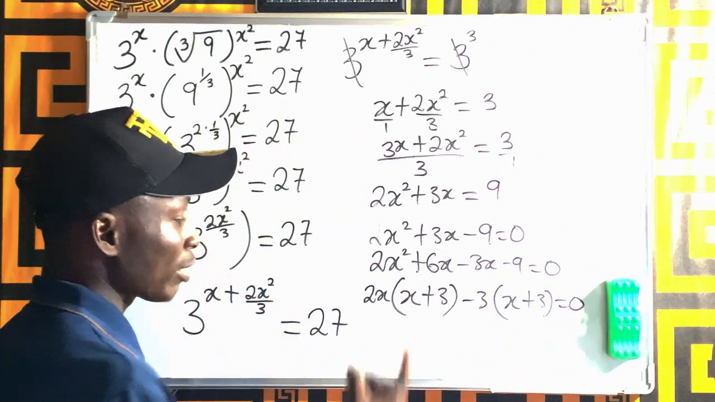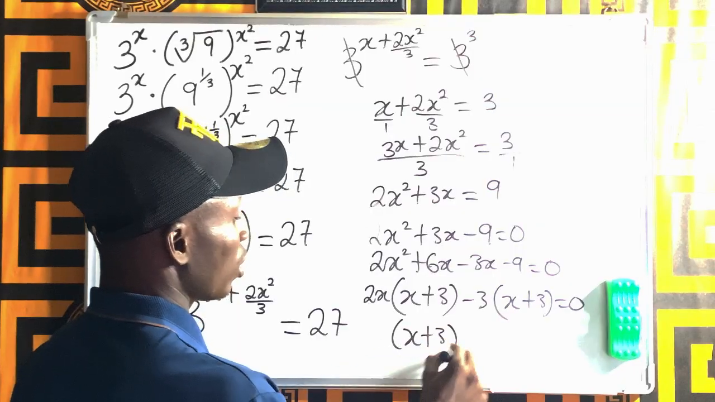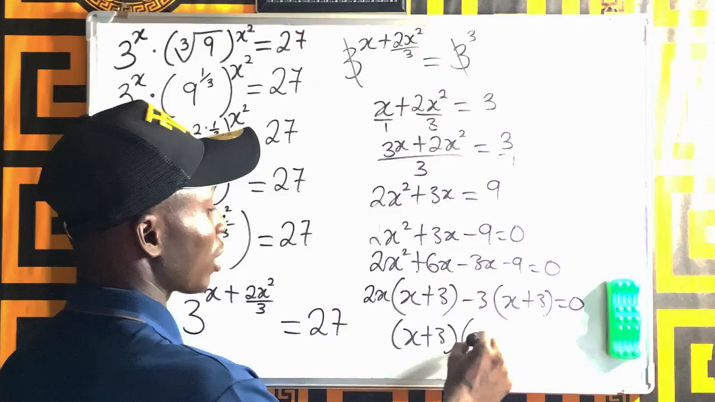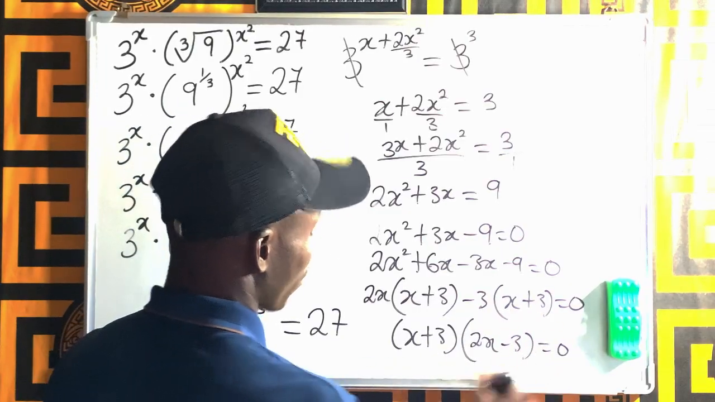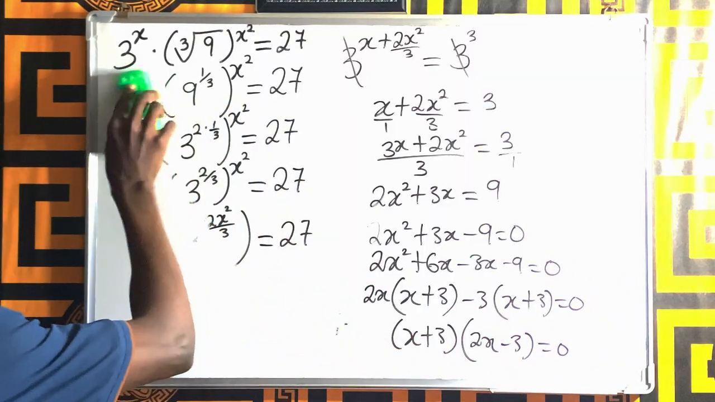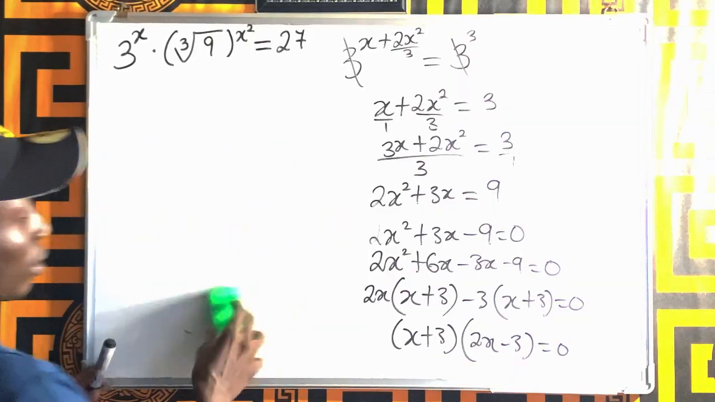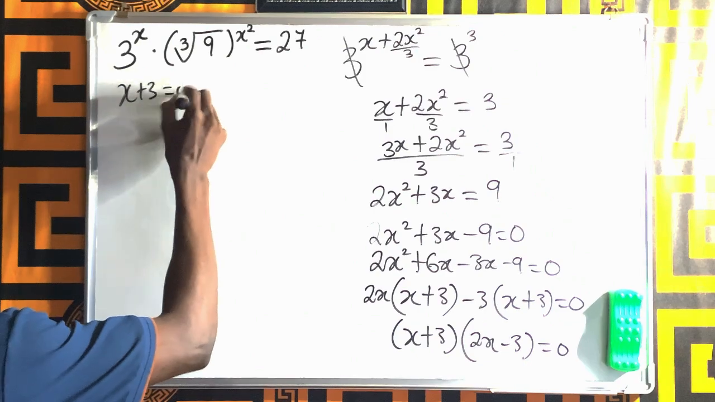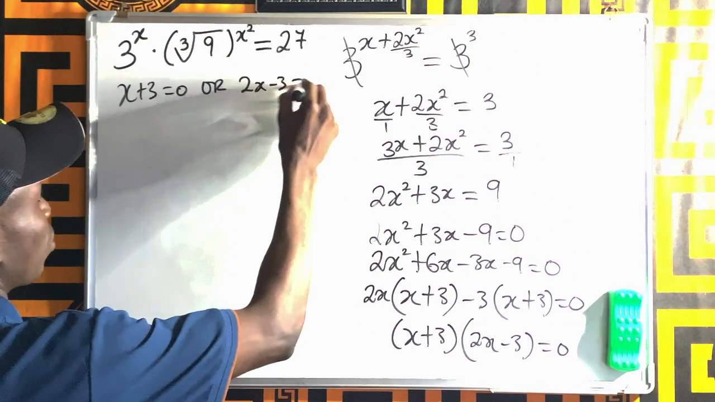Now let's check what is common here. x plus 3 is common. If you divide the first part by x plus 3, you have 2x, and the second part gives minus 3. And it is equal to 0. Now remember, when the product of two terms is equal to 0, it implies that an individual term is equal to 0. So x plus 3 is equal to 0, or 2x minus 3 is equal to 0.